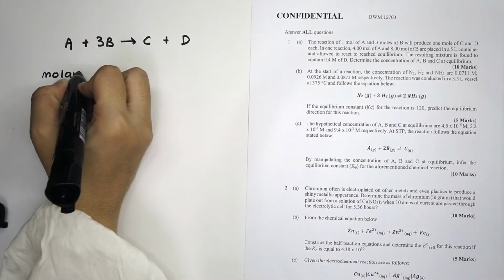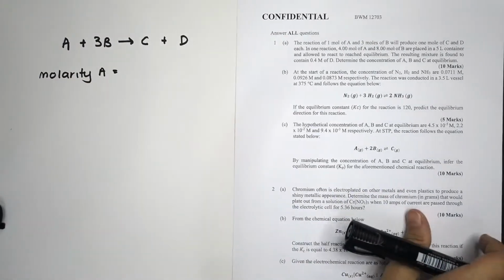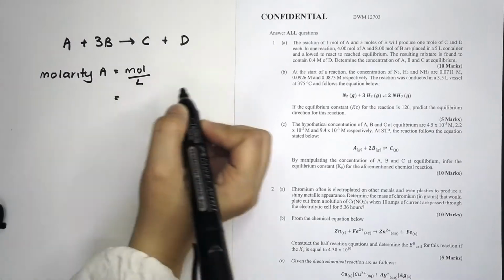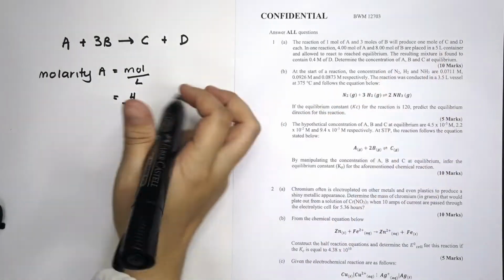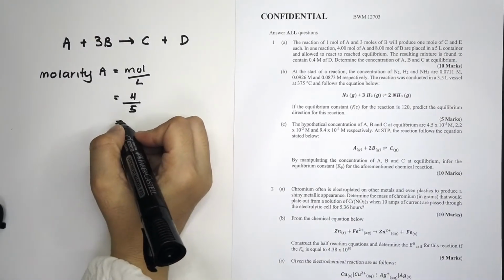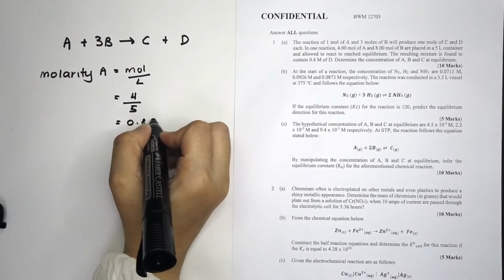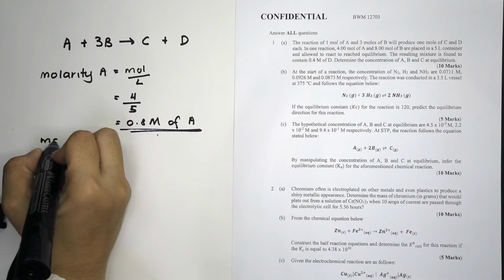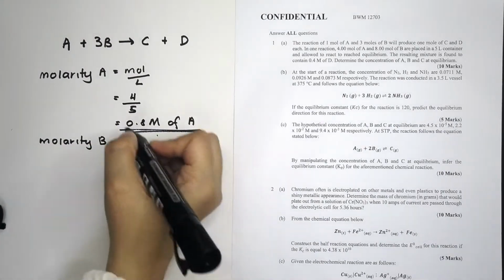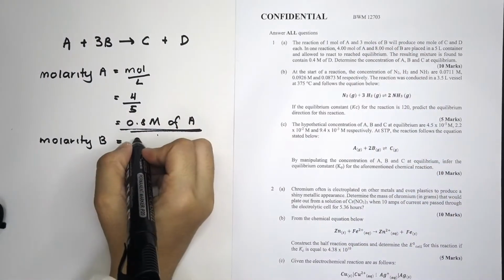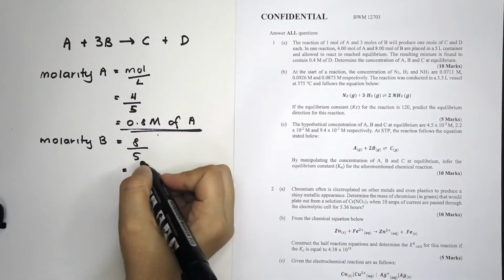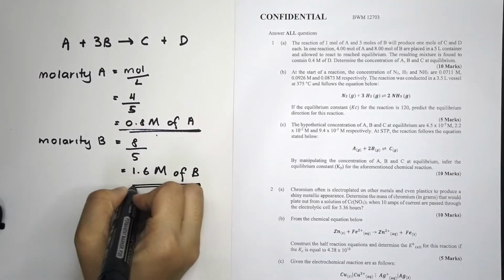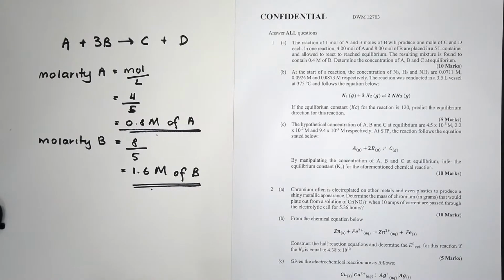So for molarity, I'm going to start with A. The number of mole of A given in the question is 4. Molarity is equivalent to mole over liter. So the number of mole is 4 mole and it is put in a 5-liter container, so 4 divided by 5, you should get the molarity of A is 0.8 molar. Alright, you're going to do the same thing for B. Molarity of B is equivalent to mole over liter. It has 8 mole of B in a 5-liter container, so 8 divided by 5 is equivalent to 1.6 molar of B. Okay, this is the first step that you need to do to answer this question.